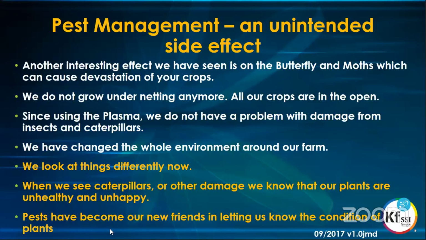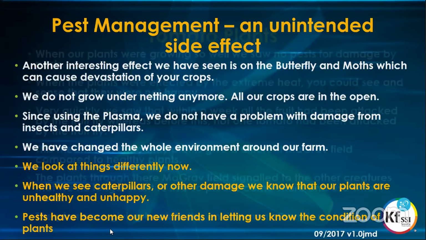So we look at things from a completely opposite point of view now. When we start seeing any caterpillar or any other damage on our plants, then we know that our plants are unhappy and unhealthy. And so now we go and look to find out and start changing things to make sure that they remain happy and healthy. So for us, the pests have become our new friends in a way, letting us know the conditions of the plants as well. So it's a totally different view of looking at the pest side.